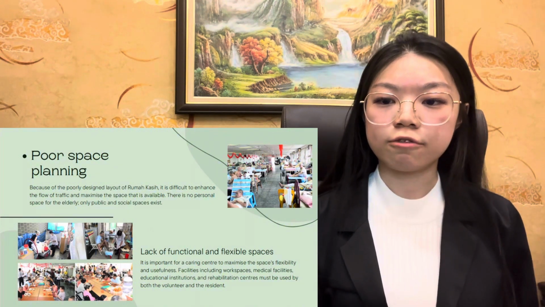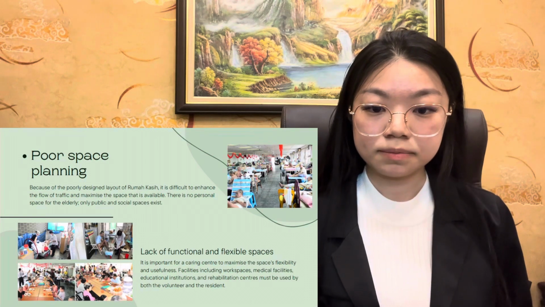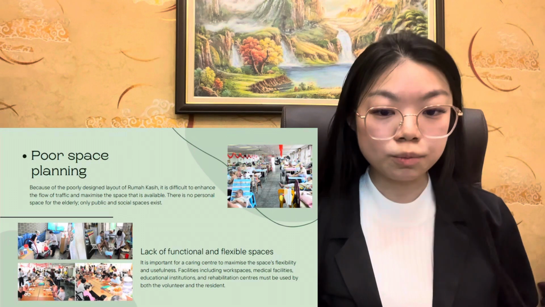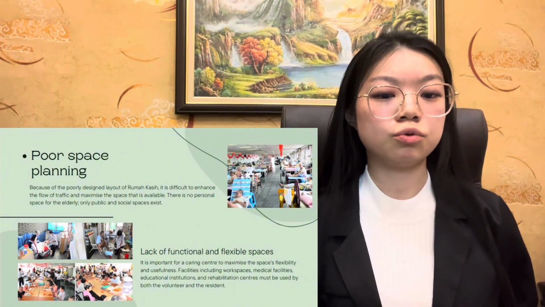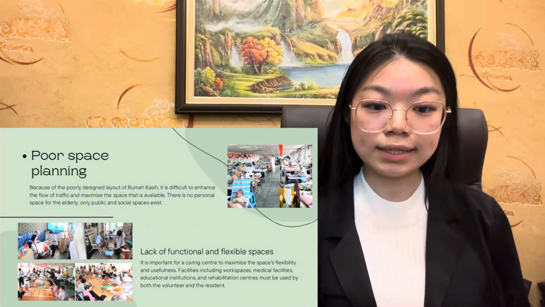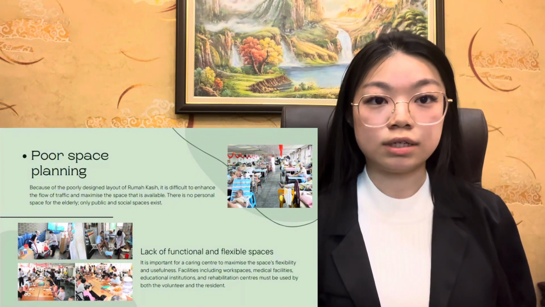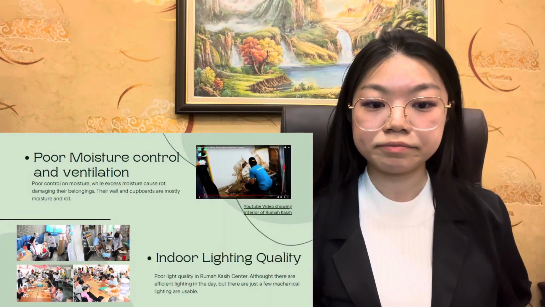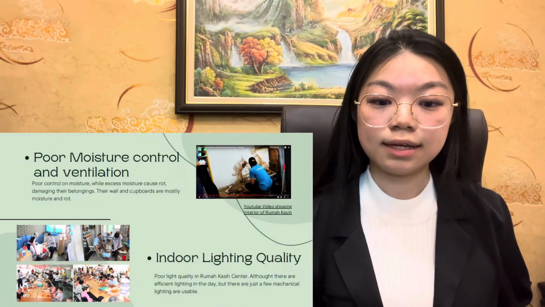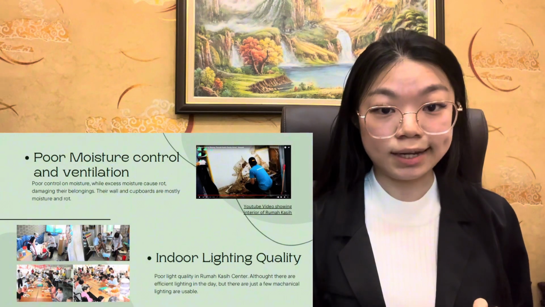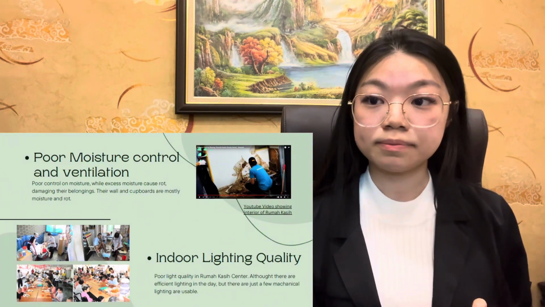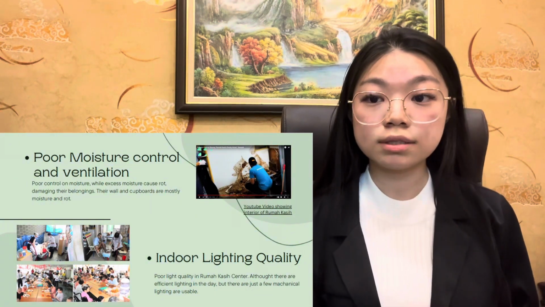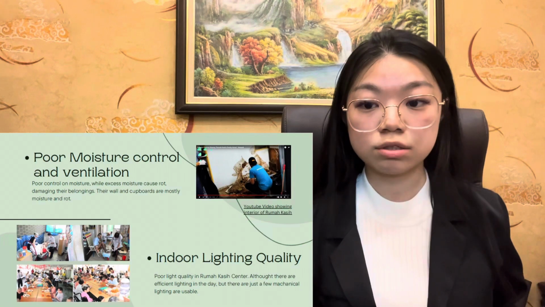There is also a lack of functional and flexible space. Examples like workspace, medical facility room, educational institution room, rehabilitation space, which is important for a care center. Next, their control of moisture and ventilation is also poor. As you can see, the cupboard and the walls are mostly moist and rotting.